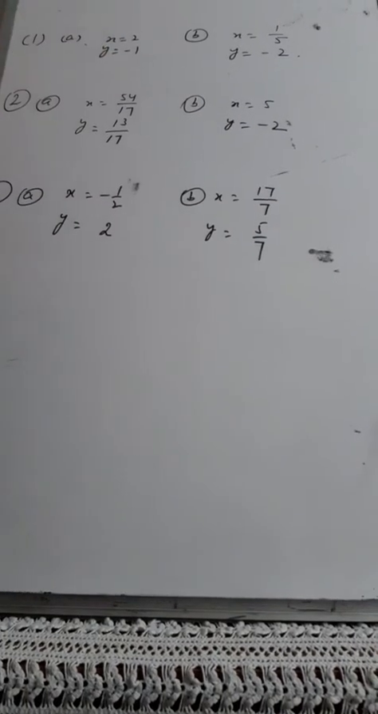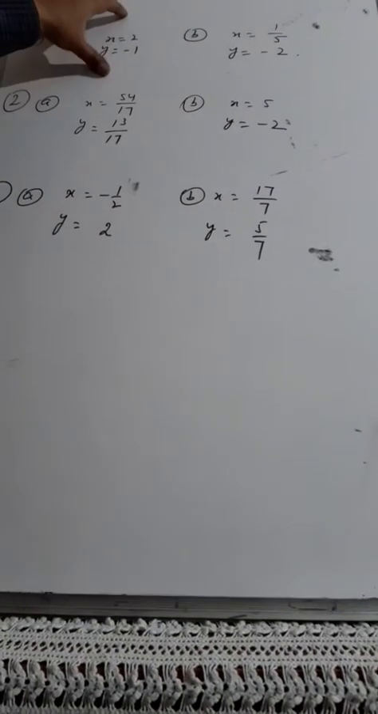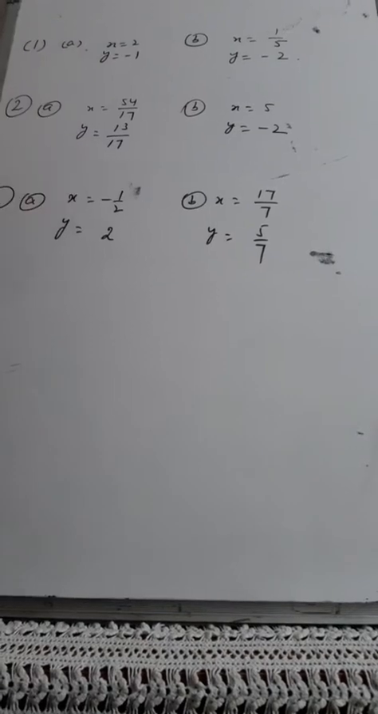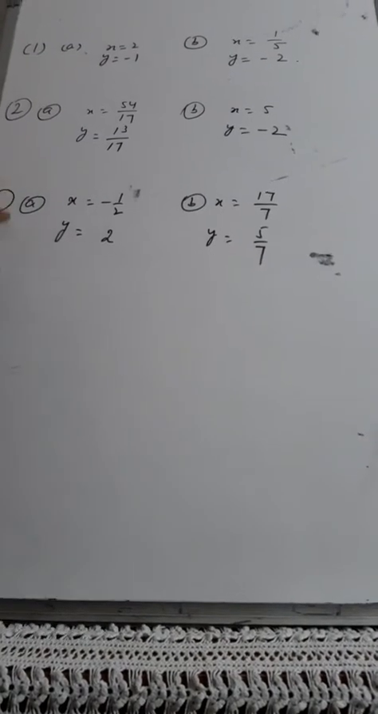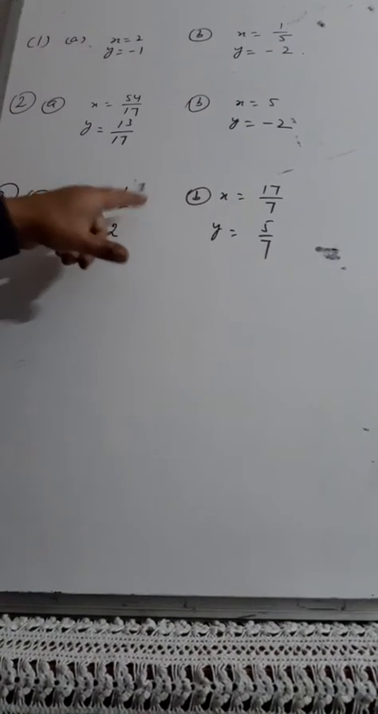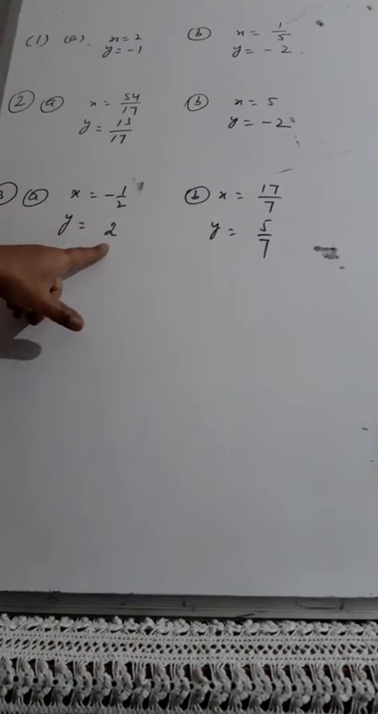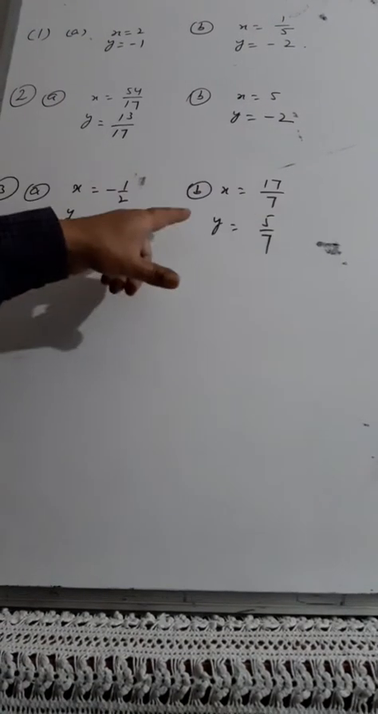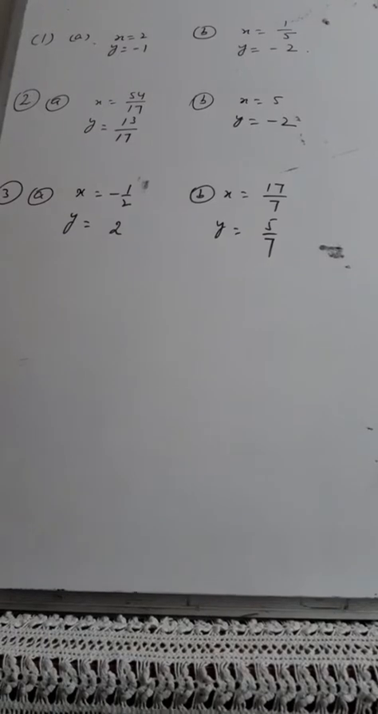Similarly, in the third question, these questions were conditional. This was by elimination, this was by substitution, and this was by cross multiplication. So here you will get x is equal to minus 1 by 2 and y is equal to 2. And here x is equal to 17 upon 7 and y is equal to 5 upon 7.